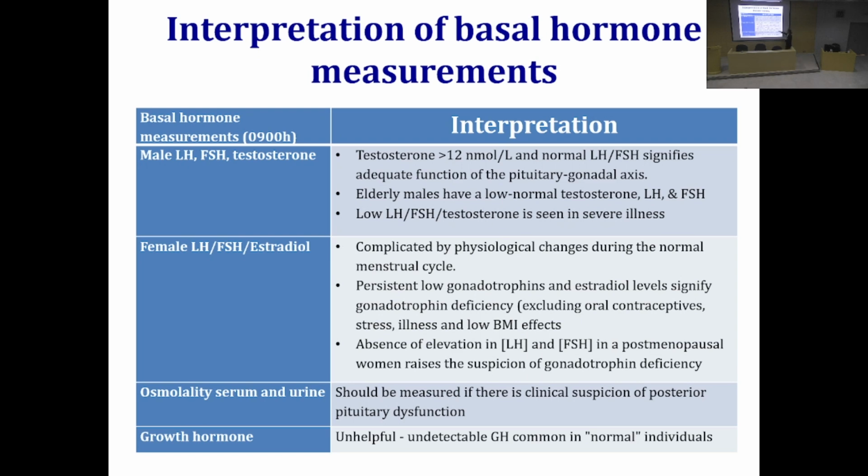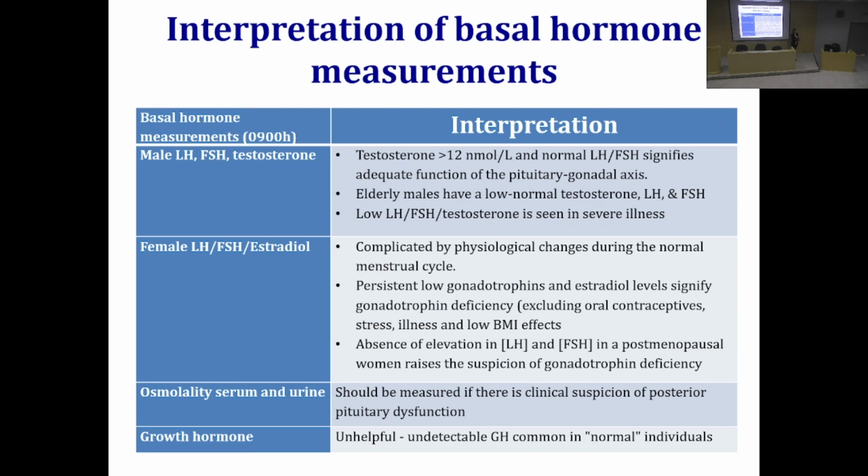All right? And stress, illness, and low BMI can always affect this. That is why if women are not eating very well, or are anorexic, or have eating disorders, or are under a lot of stress, they could have disruptions in their period. It is very common, and it is reflected in this. Severe exercise, for example.